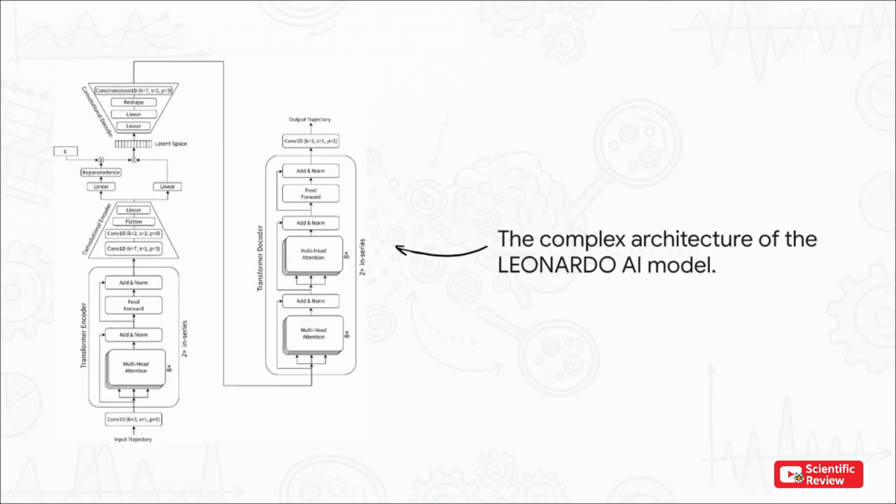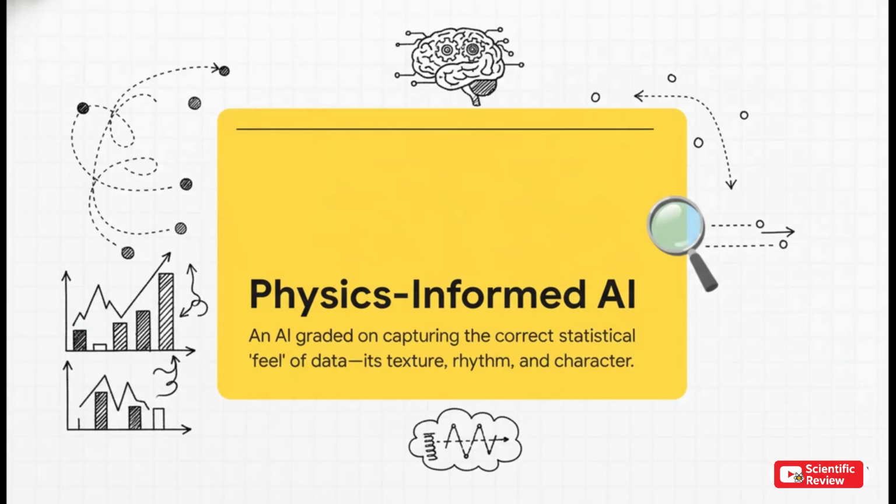Now don't worry, you don't need to understand every little detail here. The key thing is that Leonardo uses what's called a transformer-based architecture, which is just exceptionally good at capturing complex patterns over time. Perfect for understanding the rhythm of our nanoparticle's dance. And this right here is the absolute key innovation. Leonardo is a physics-informed AI.